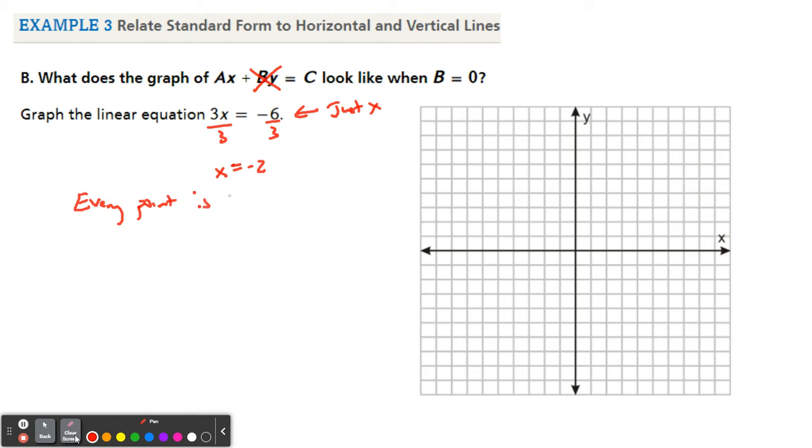So what this is saying is now every point has x equals -2, and y can be whatever you want. So for every point you go left 2, but you can go up or down however far you want.